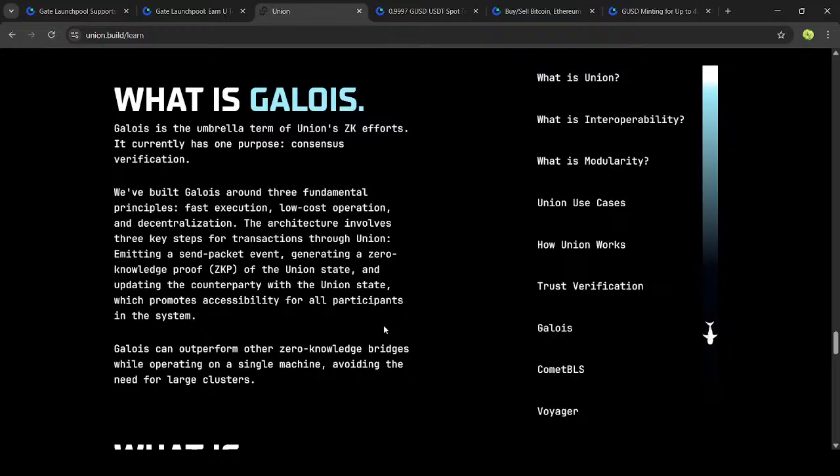We have built Galois around these fundamental principles: first, low-cost execution and operation, and decentralization. A key step in the translation of Union's IBC packets is the zero-knowledge proof of the Union state update, which improves scalability and the power of participants in the system.